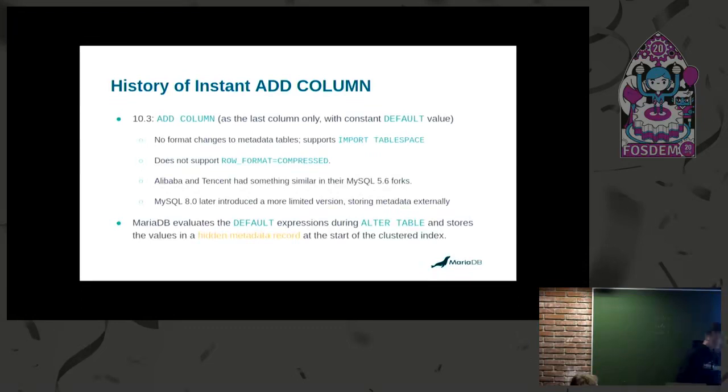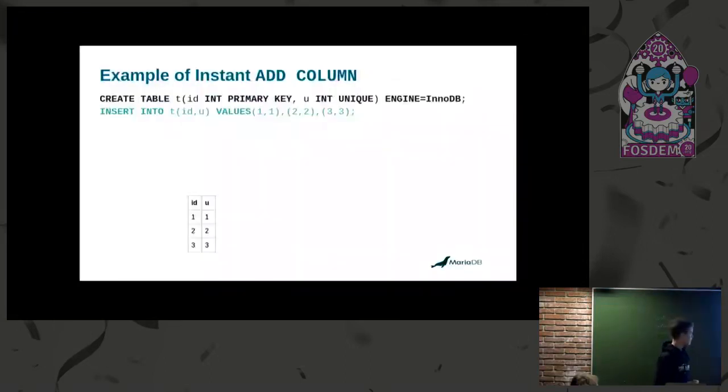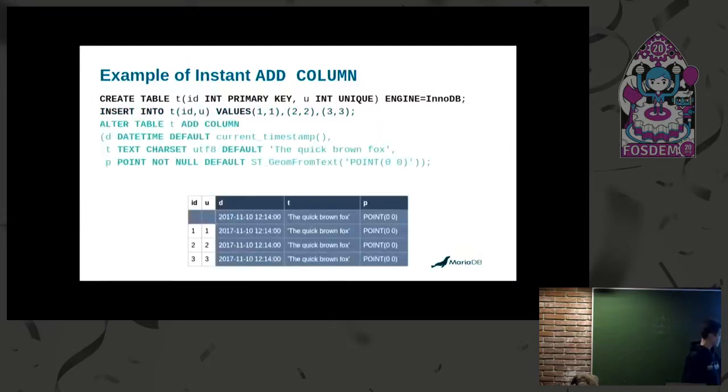So MariaDB is evaluating the default expression at the alter table time and then storing the values in a hidden metadata record. Here is an example. We create a table, insert 3 rows into it, and then we instantly add a few columns. It's adding this hidden metadata record with the default values of the columns as they were when the alter table was executed. And the user records are not touched at all. So we are basically inserting one record here. And when we are reading data, we will see all the values for the old records. They are coming from the metadata record.